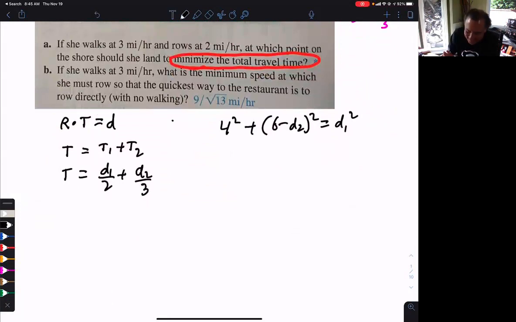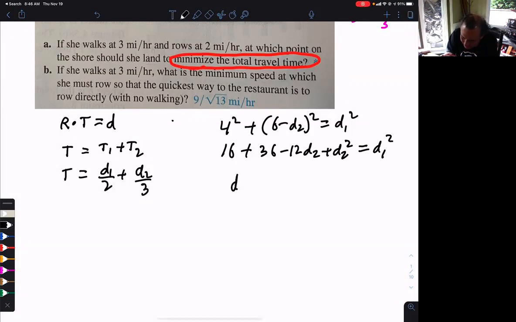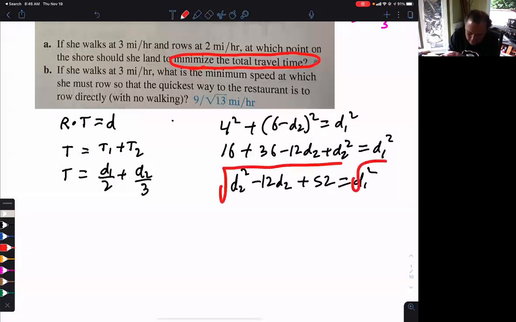Whew! Let's do more work here. This is 16. If I square this, this is 36 minus 12d2 plus d2 squared equals d1 squared. So what is d1? Let me combine like terms. So I'm going to get d2 squared minus 12d2 plus 52 equals d1 squared. If I square root both sides, I get d1 equals this ugly thing.